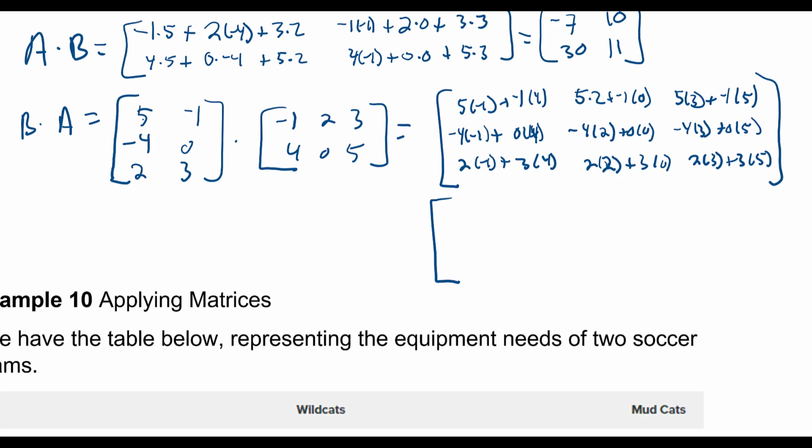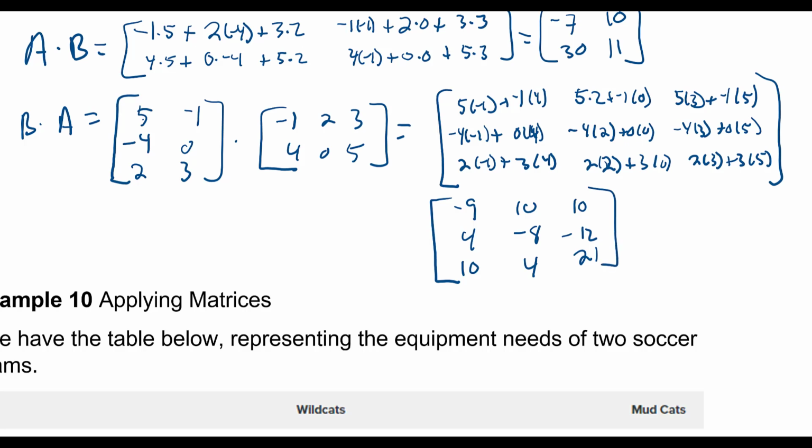That's -5 and -4 is -9. That's 10 and 0 is 10. 15 and -5 is 10. That's 4 and 0 is 4. -8 and 0 is -8. -12 and 0 is -12. And then that's -2 and 12 is 10. That's 4 and 0 is 4. And that's 6 and 15 is 21.